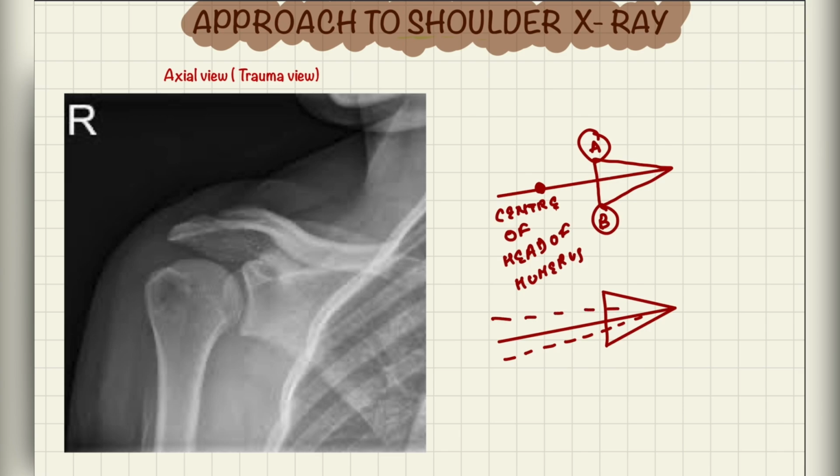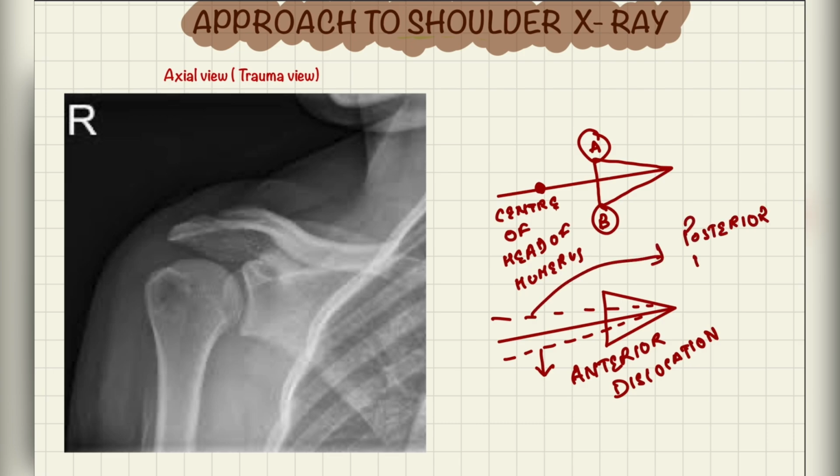But if unfortunately this bisecting line does not go to the center of the humerus and it looks somewhat like this dotted line, that means the below line is the clear sign of anterior dislocation of the humeral head in respect to the glenoid cavity. Or if the line goes like this, that means this is a posterior dislocation of the humeral head over the glenoid cavity.